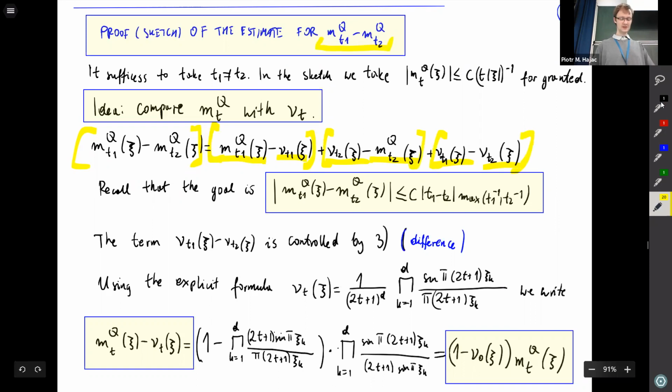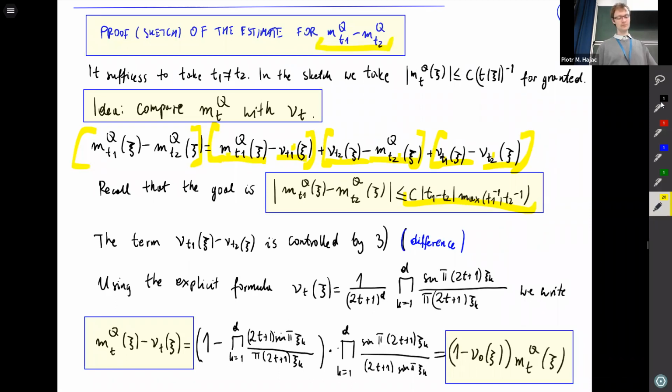Okay, so the first term is the Fourier transform for the cube, the discrete one, minus the continuous one. The second is the same, and the third is just the difference of the two continuous ones. The difference of the continuous ones, we already said that it has convenient estimates, by referring to the differential estimate of Bourgain. So what remains is to compare the discrete one with the continuous one.